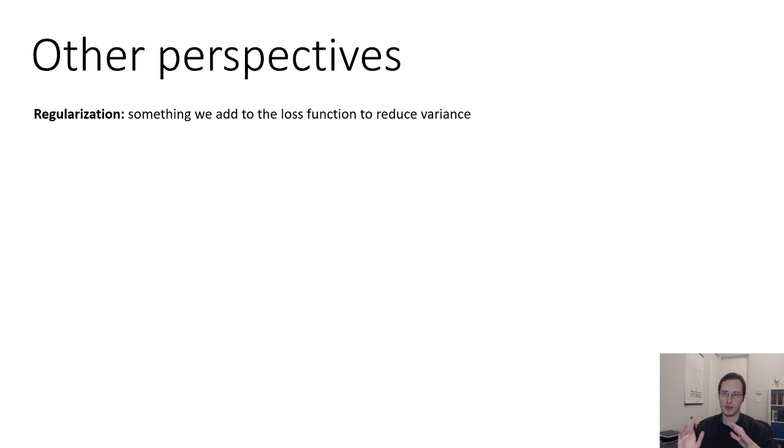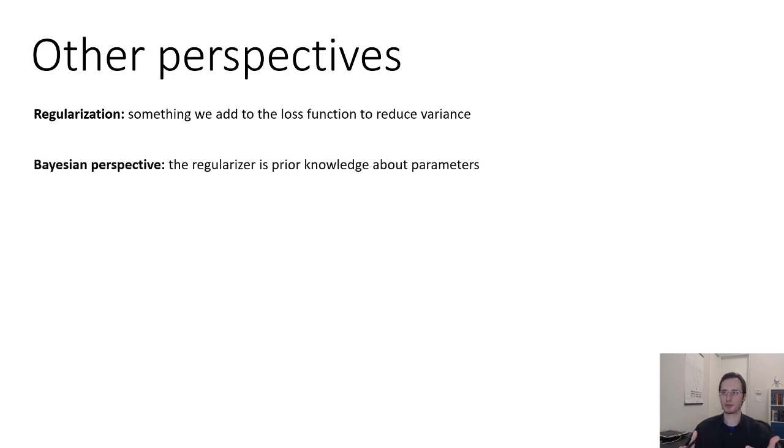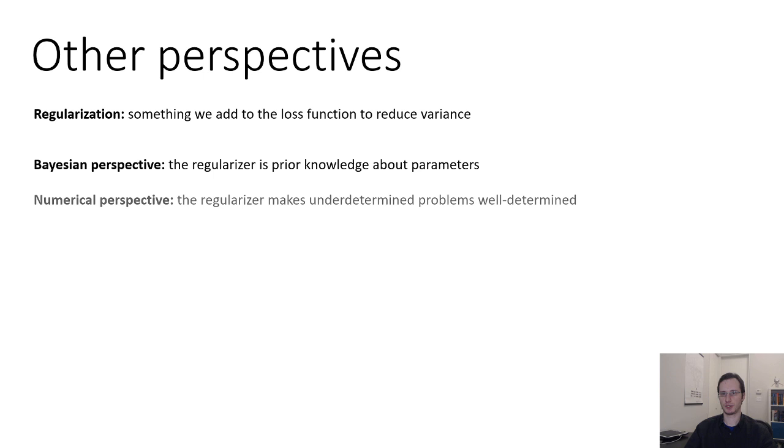Okay, now I presented regularization from a Bayesian perspective, where the regularizer encodes prior knowledge about parameters. But that's not the only way to look at a regularizer. There are other perspectives on regularization that are also important, that also teach us something about the role that regularization plays. For example, you can take a numerical perspective on it. You can think of a regularizer as something that makes an underdetermined problem well-determined. So imagine that you're doing linear regression, and you have more features than you have data points.